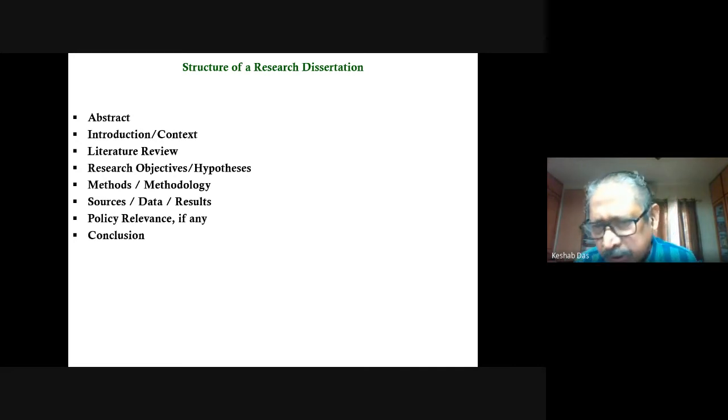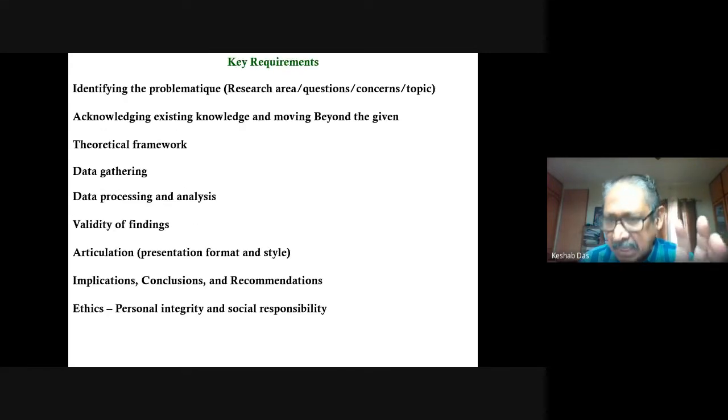I'll say a few things about sources of data quickly, and then, if possible, not always necessary, but if my work contributes to policy, its relevance to policy may be mentioned, and the conclusion essentially summarizes the points you make. So this largely forms the essence of a research dissertation.